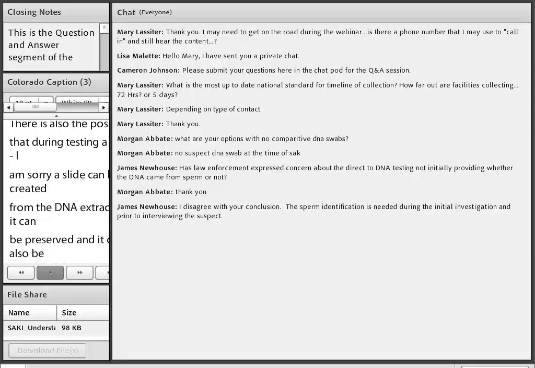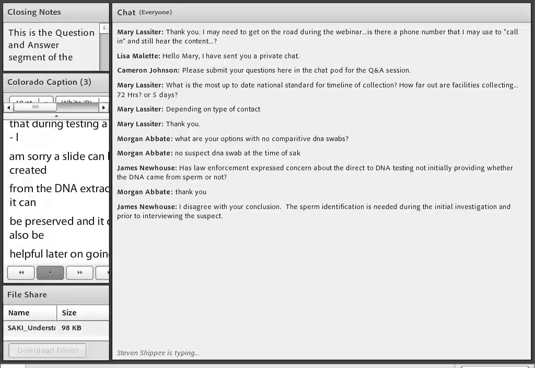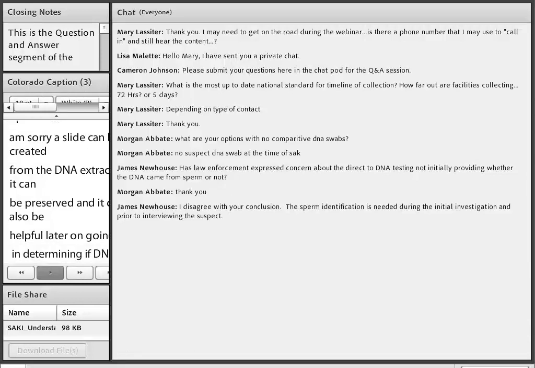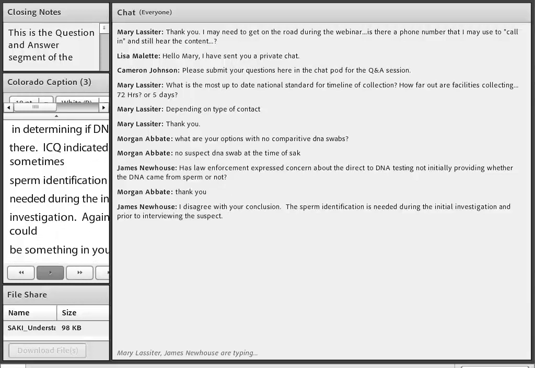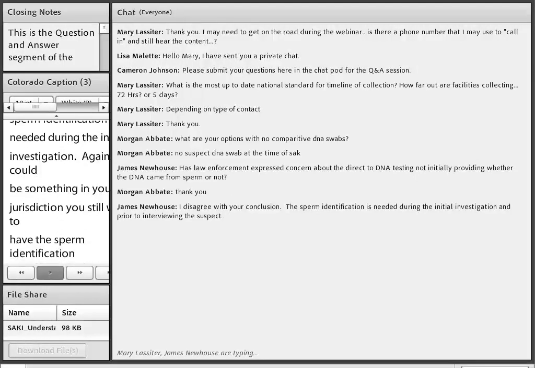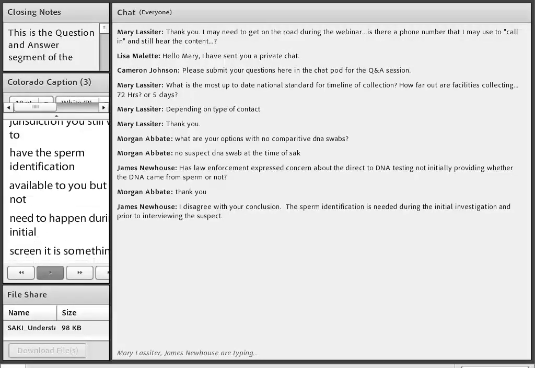And I see that you've indicated that sometimes sperm identification can be needed during the initial investigation. So again, that could be something in your jurisdiction that you still want to have that sperm identification available to you, but it may not need to happen during the initial screen. It's something that could be part of the test, such as checking for sperm on the back end.